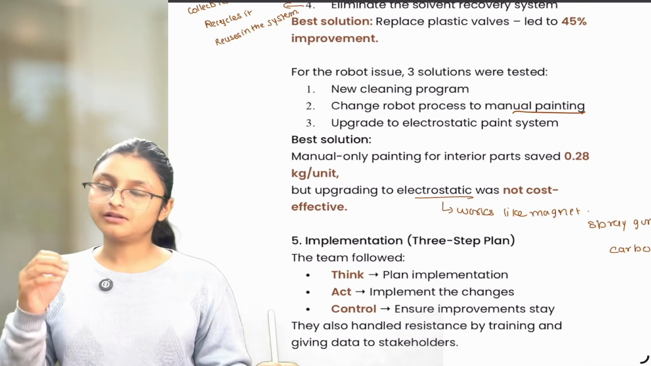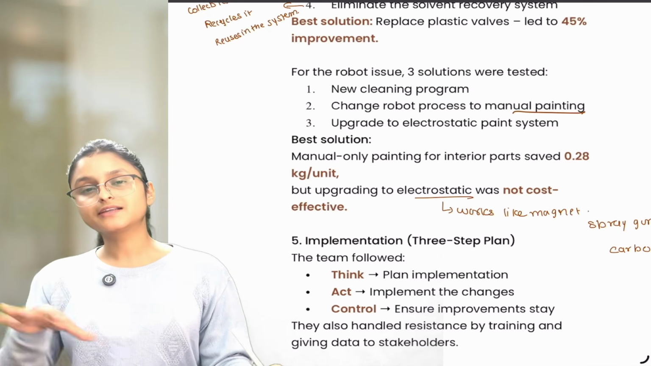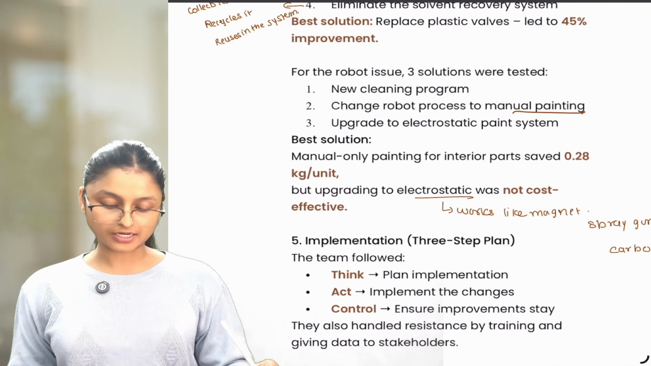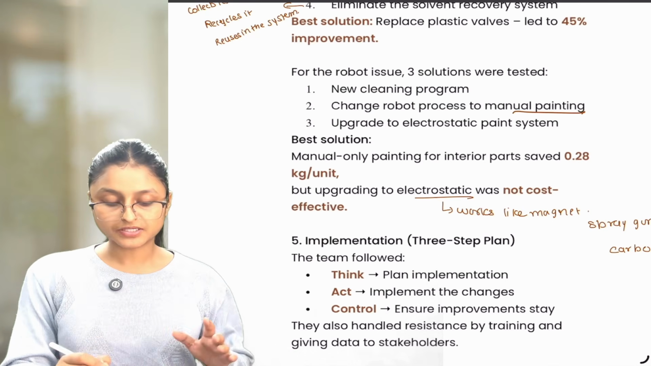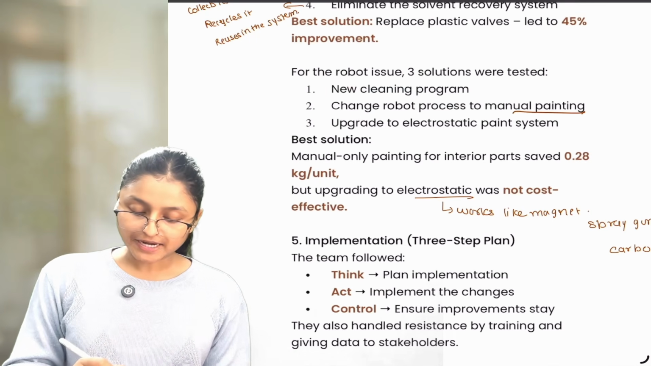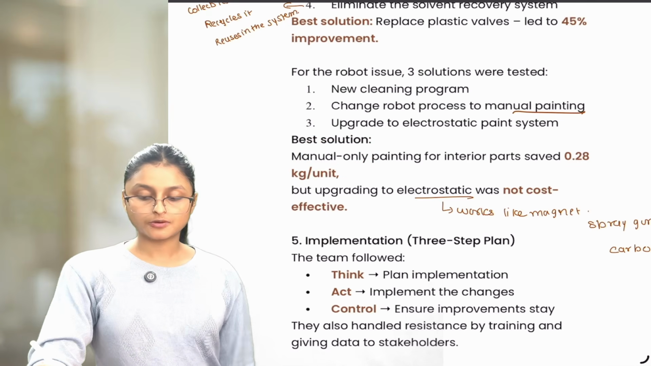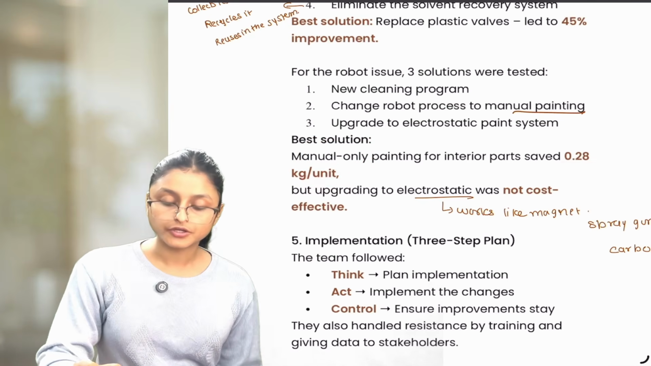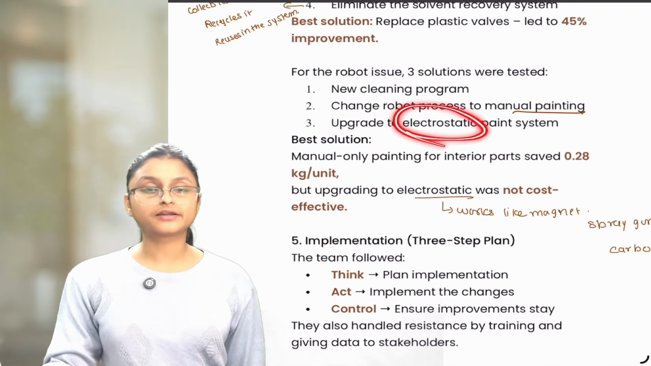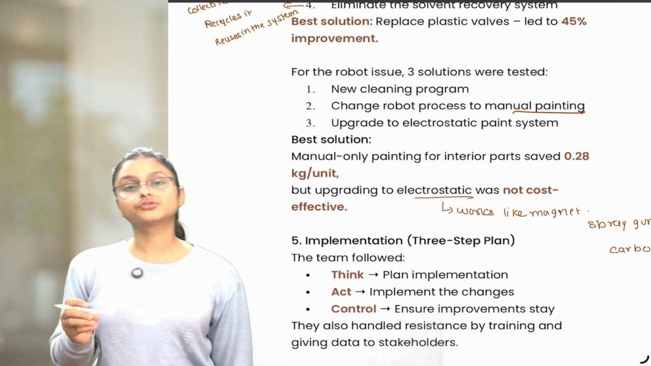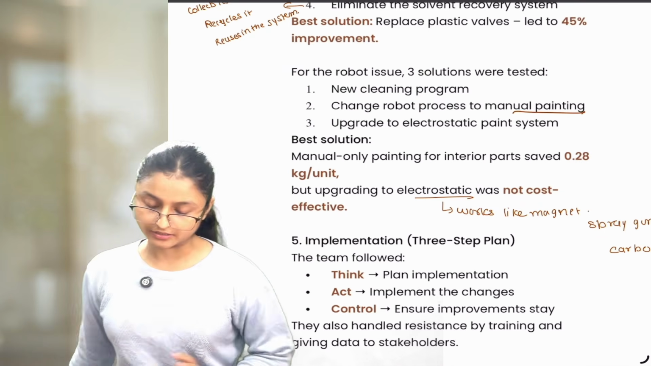So due to this, less paint is used, the car gets a good coverage also, so customers are also satisfied. So what was the best solution which they applied out of 3? They applied manual only painting for interior parts, which saved 0.28 kg per unit. Why didn't they apply electrostatic? It is good, but it is not cost effective for the organization, so they decided not to upgrade to electrostatic.